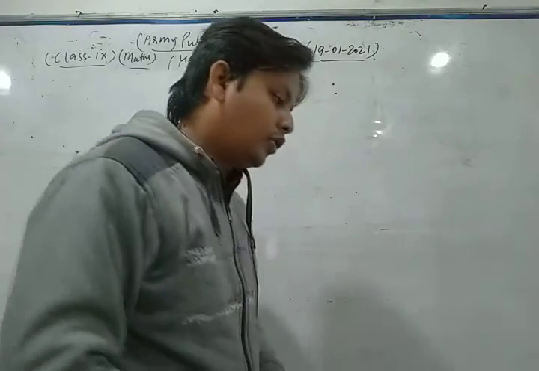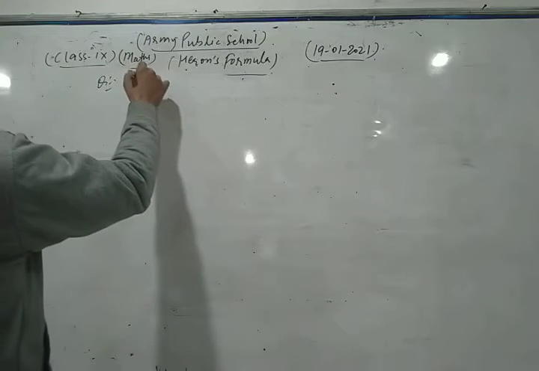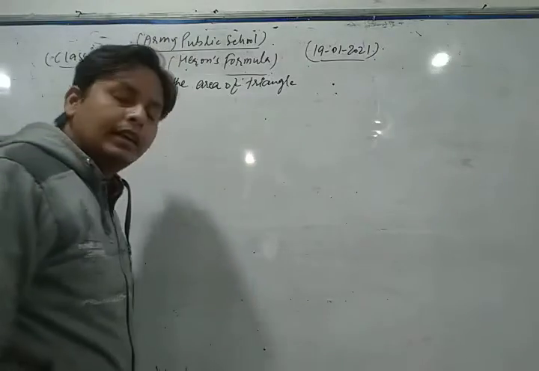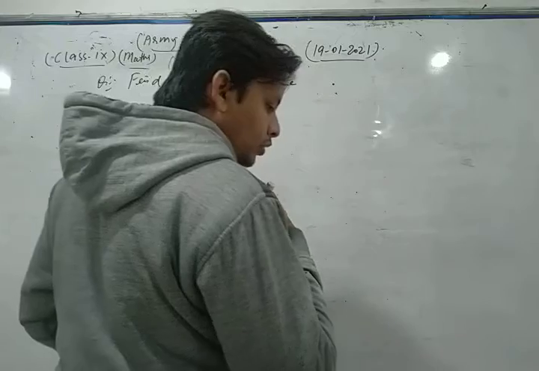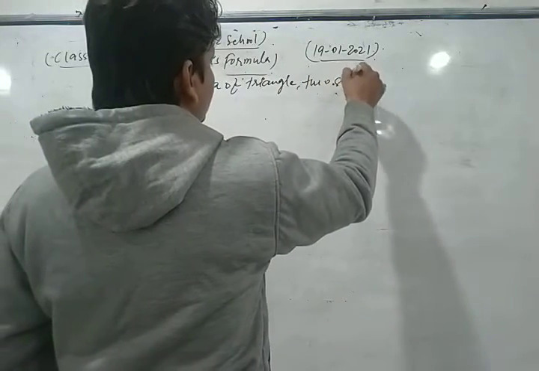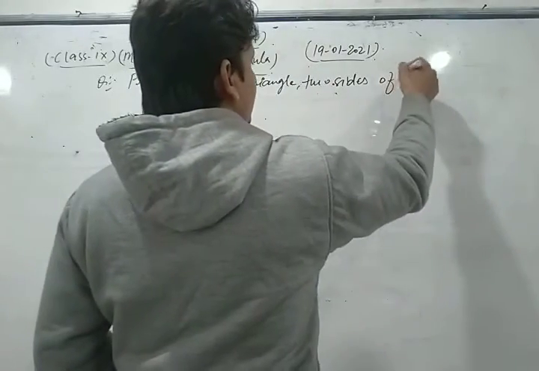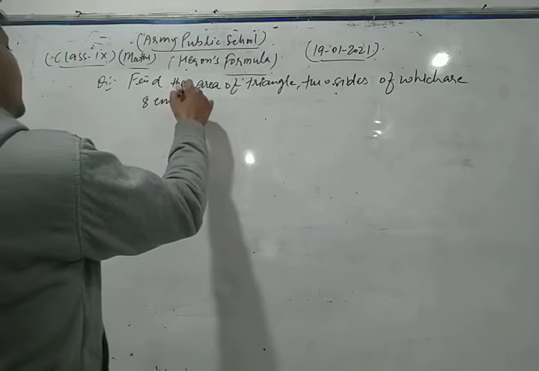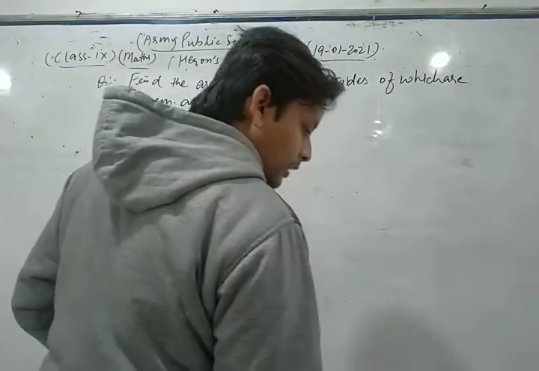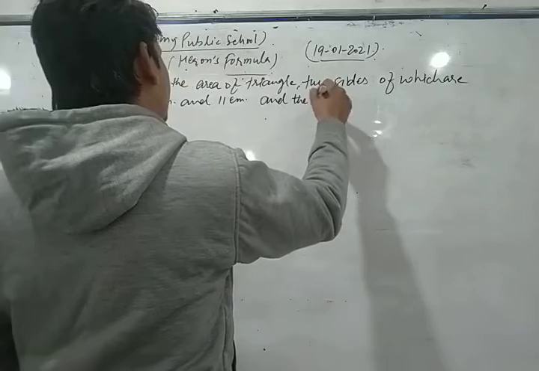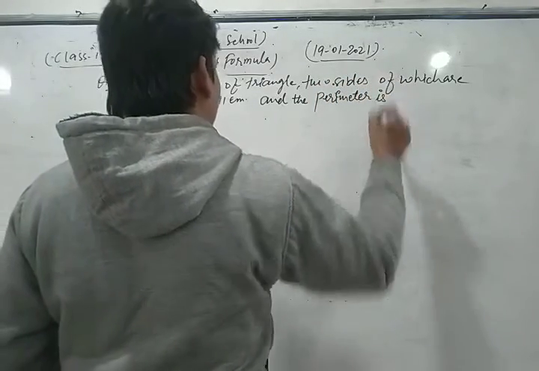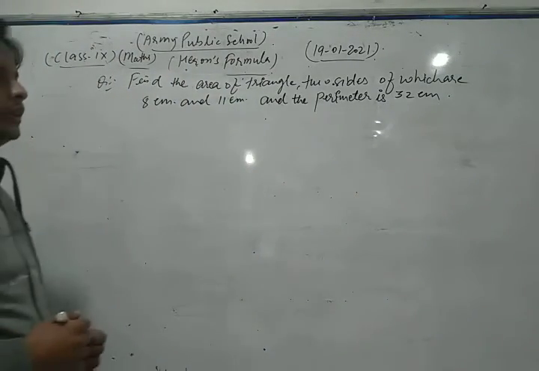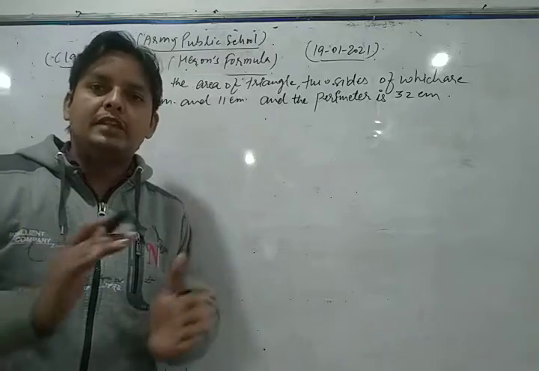Let's see, dear friends. Find the area of the triangle. The question is: find the area of the triangle, two sides of which are 8 centimeter and 11 centimeter, and the perimeter is 32 centimeter. This is a very important question of your syllabus.